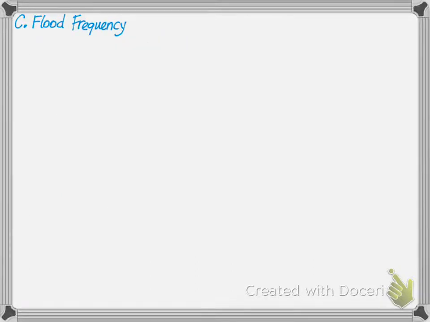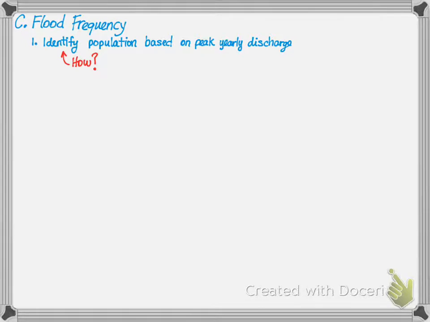Next is flood frequency. Now that we know where the data comes from and we can plot it on probability paper, because of Weibull position plotting, we can now do frequency analysis. The first step is to identify the population. The population is usually identified using a histogram or a statistical test. For this class, I will always tell you the appropriate distribution.